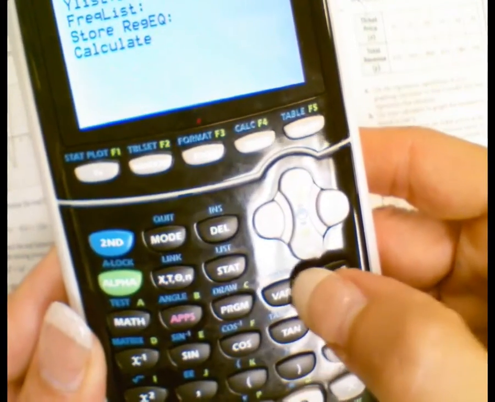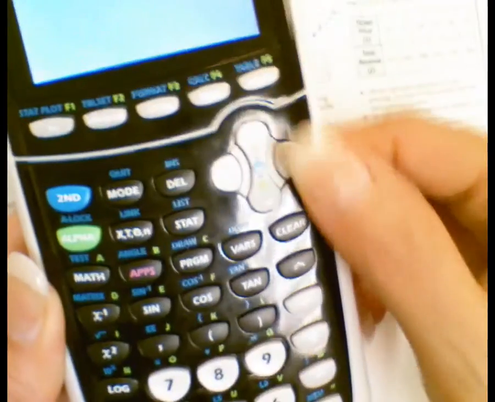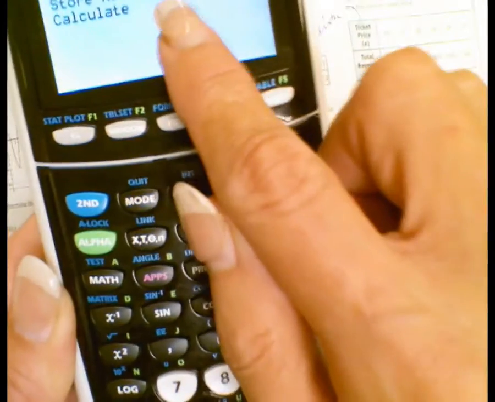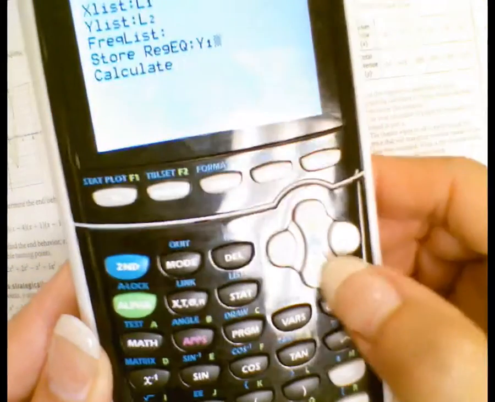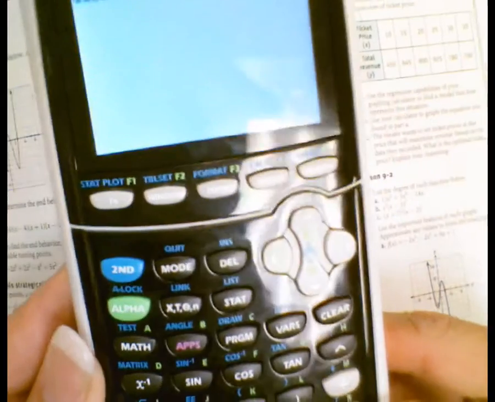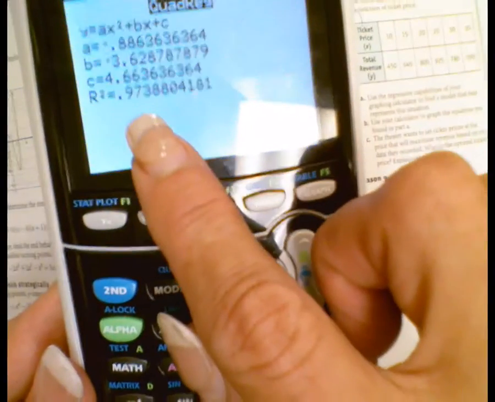Get ready for this. Go to store and press vars right here. Then go over to yvars. And then function is what we want, so you press enter, and we want y1, enter. So now I have it stored in y1, but I want to calculate it so I can write it on my paper. So go to calculate and press enter. So you're going to see an A, B, and a C. Now we don't see an R, but we can figure out the R in a second.